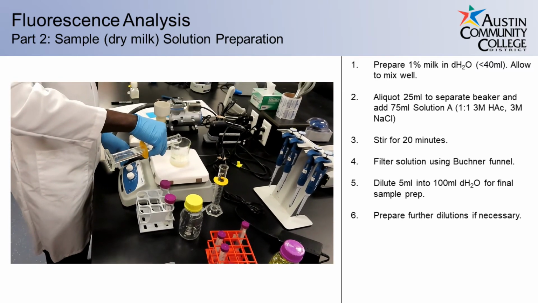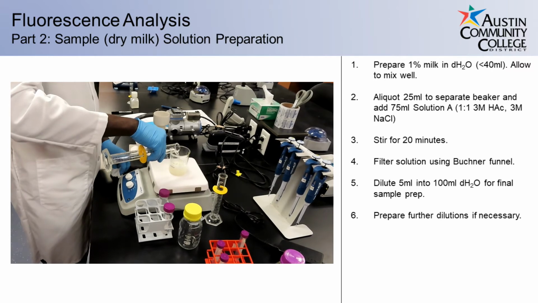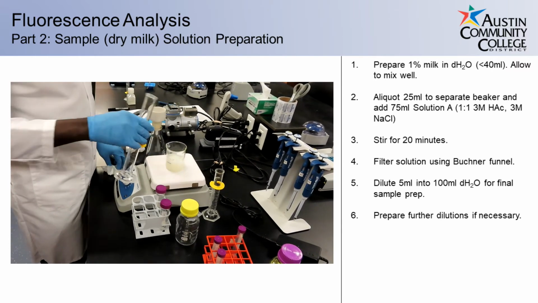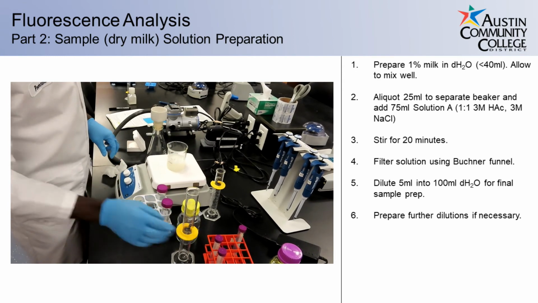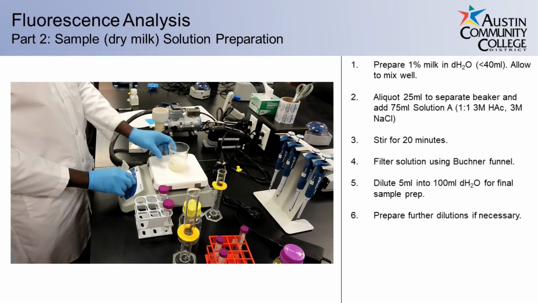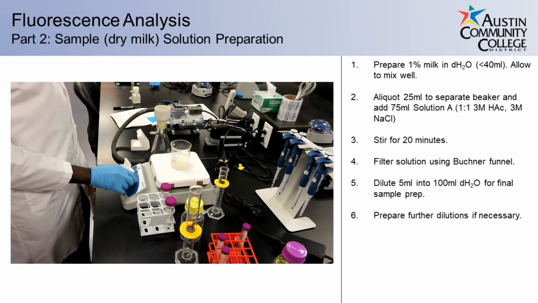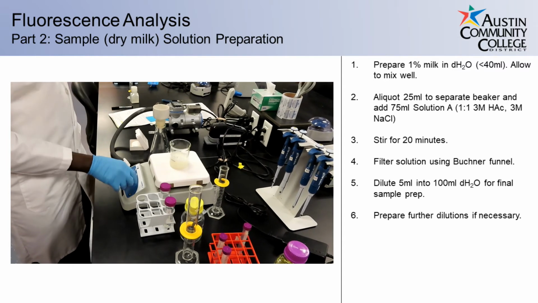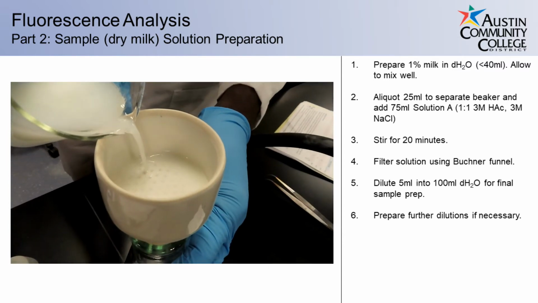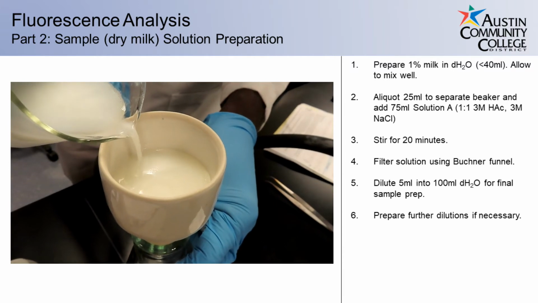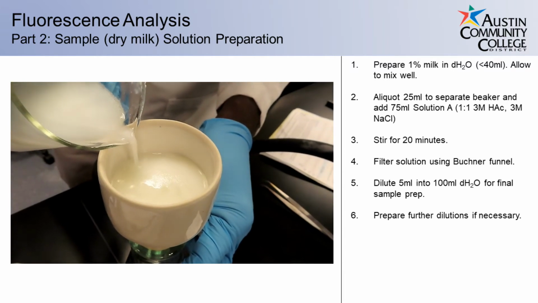Aliquot 25 milliliters of this prepared solution into a separate beaker and add 75 milliliters of solution A. Solution A is a 1-to-1 mixture of 3 molar acetic acid and 3 molar sodium chloride. Stir for 20 minutes to allow undesired material to aggregate. Filter the sample through a Buchner funnel with a filter to obtain clarified sample.